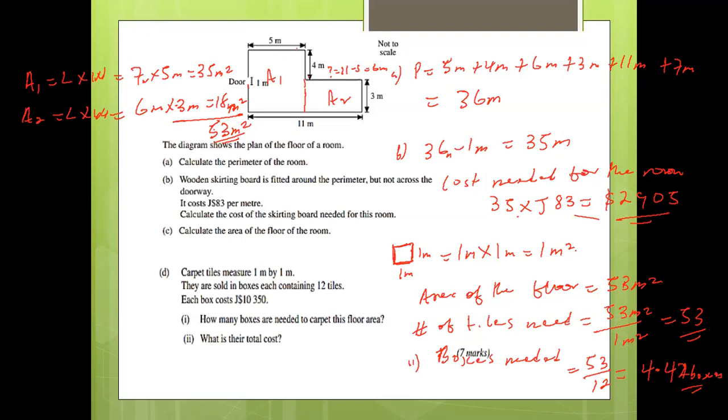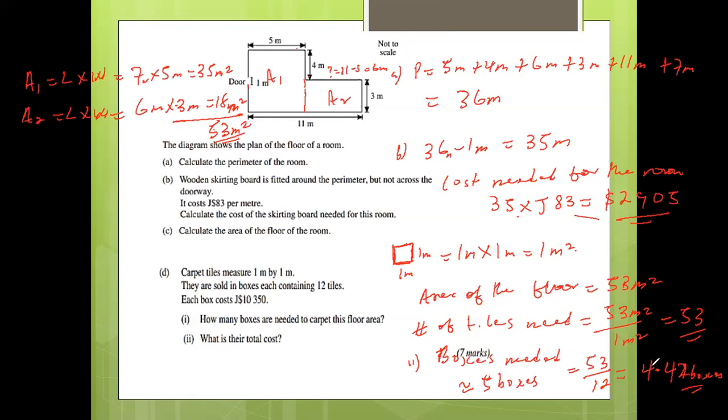If you buy 4, you'll be short. And another thing is this: some of the tiles can also break. Are you following? So you can't buy 4. If you buy 4, you're going to be in trouble. So to be on the safer side, you buy 5. So approximately, you need 5 boxes. Now, this is a real life situation.